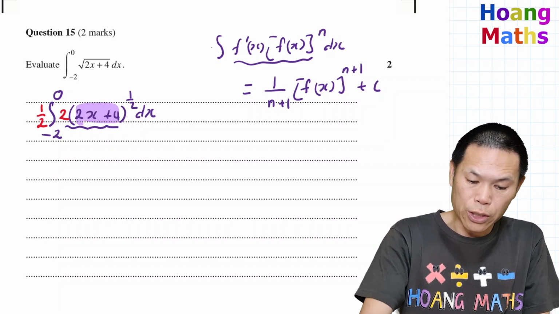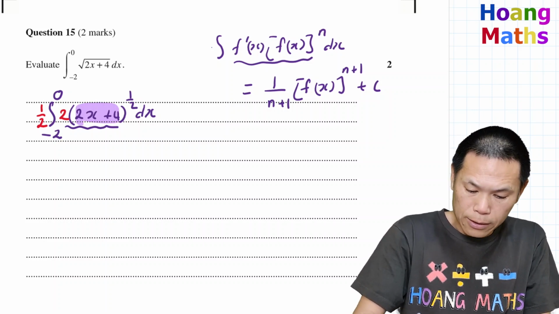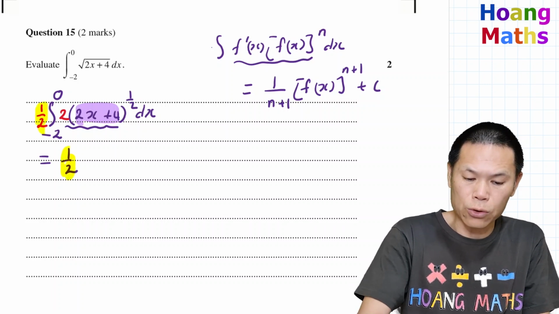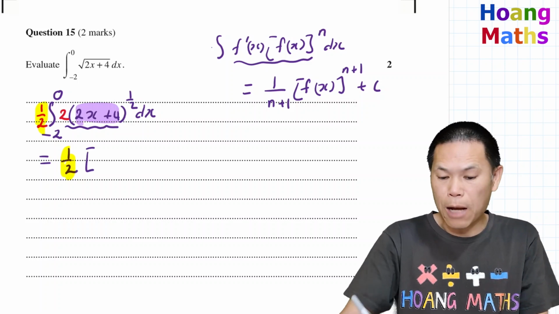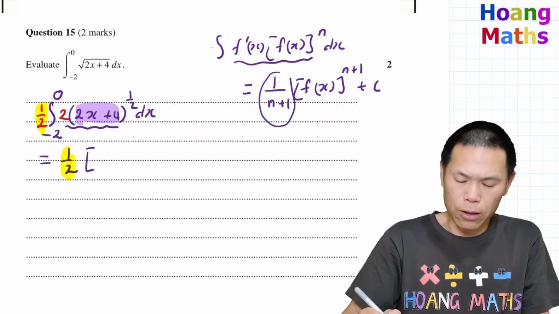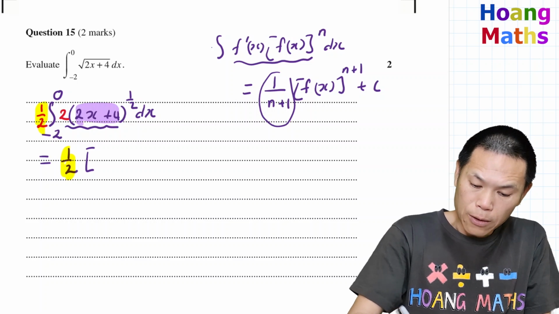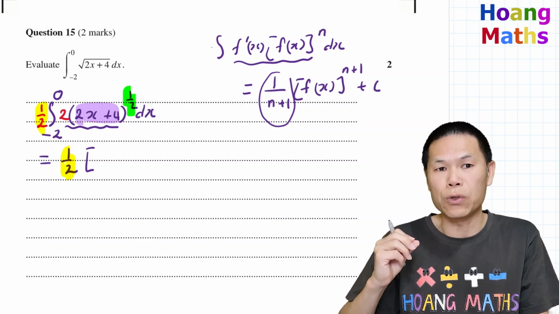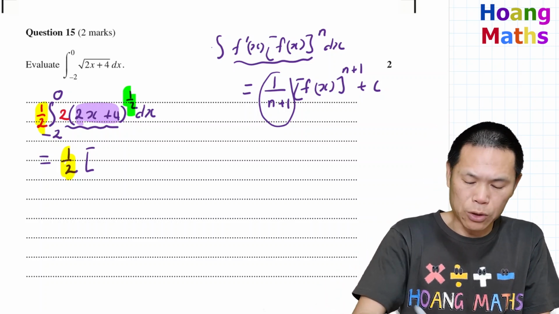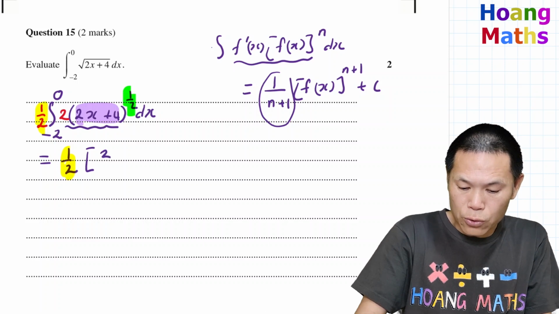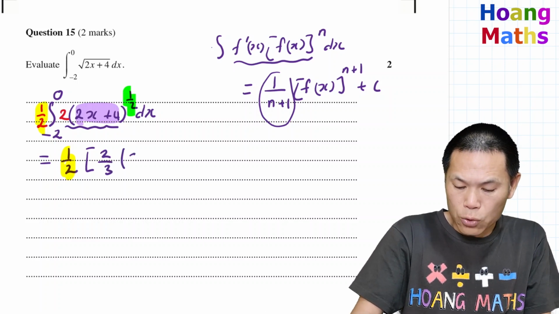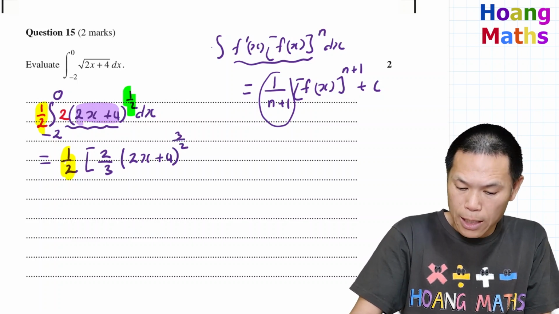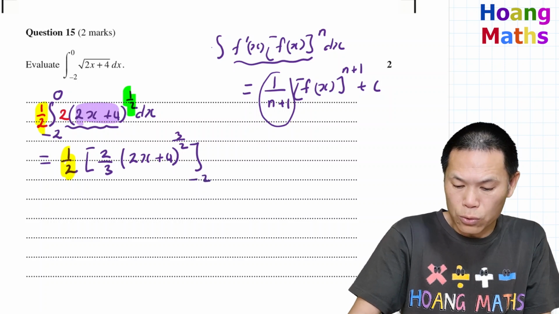Now I just use the rule. That is equal to a half, and I write this half down here. So that's all I did. Now it becomes 1 plus a half, which is 2 plus 1 over 2, giving 3 over 2, and we divide by 3 over 2. We flip that and it becomes times 2 over 3. So 2 over 3 times (2x plus 4), we add 1 to the power, so 3 over 2, from -2 to 0.